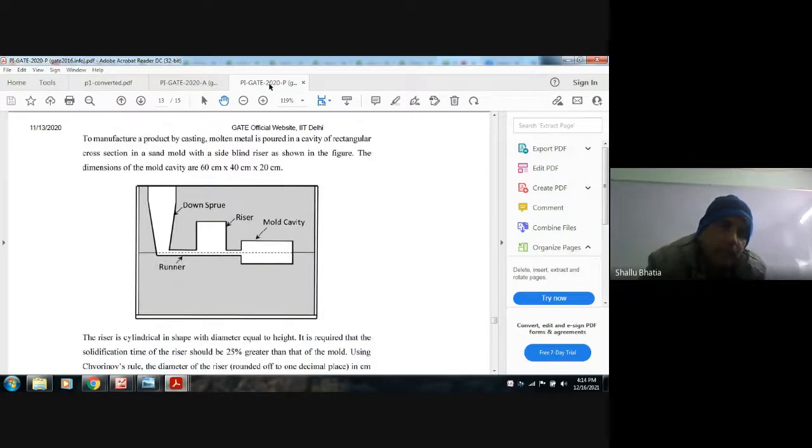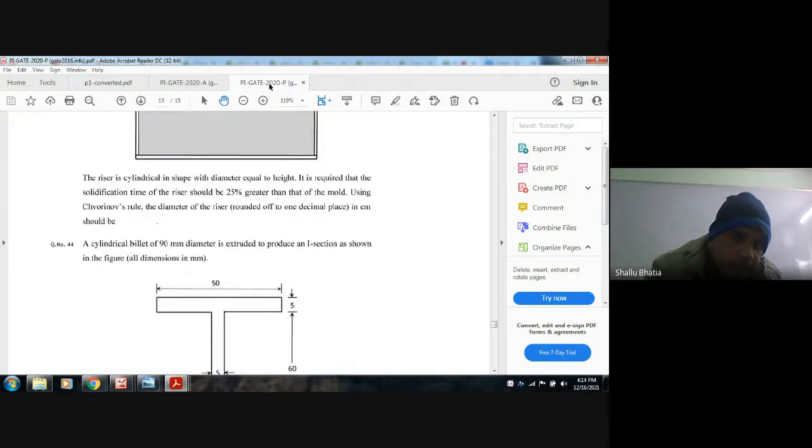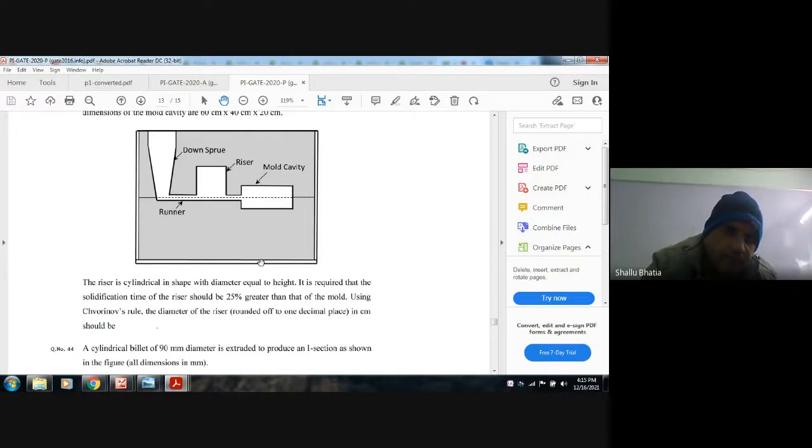Next, to manufacture a product by casting, molten metal is poured in a cavity of rectangular cross-section in a sand mold with side riser as shown in the figure. The dimensions of the mold cavity are 60 centimeter into 40 centimeter into 20 centimeter. The riser is cylindrical in shape with diameter equal to height. It is required that the solidification time of the riser should be 25% greater than that of the mold. Using Chvorinov's rule, the diameter of the riser in centimeters should be.